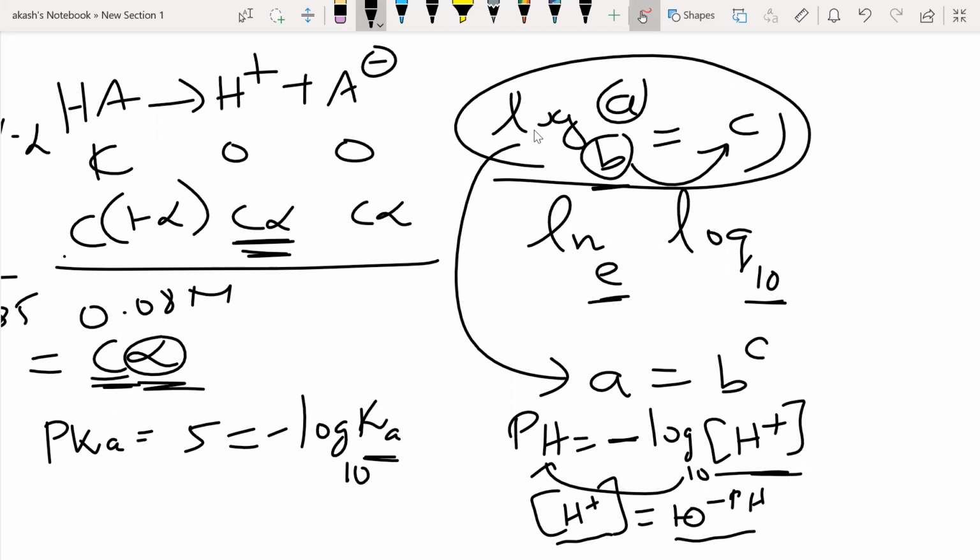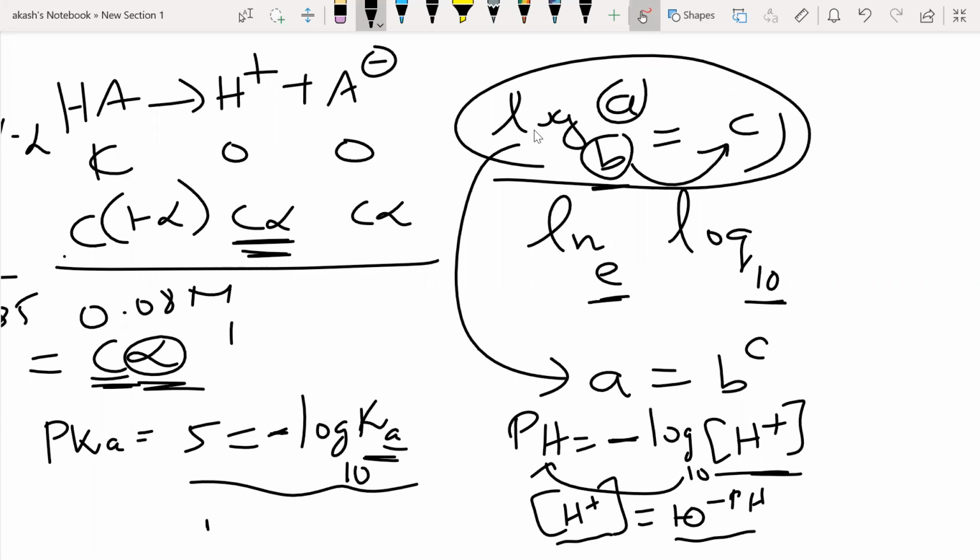Now can you tell me what will be the Ka value from this? pKa is 5, so that is basically negative log of Ka is equal to 5. So what is the Ka value here? 10 power 5. Again, you have a minus sign, don't forget it. So it will be 10 power minus 5, sir. That's it. Say Ka here.